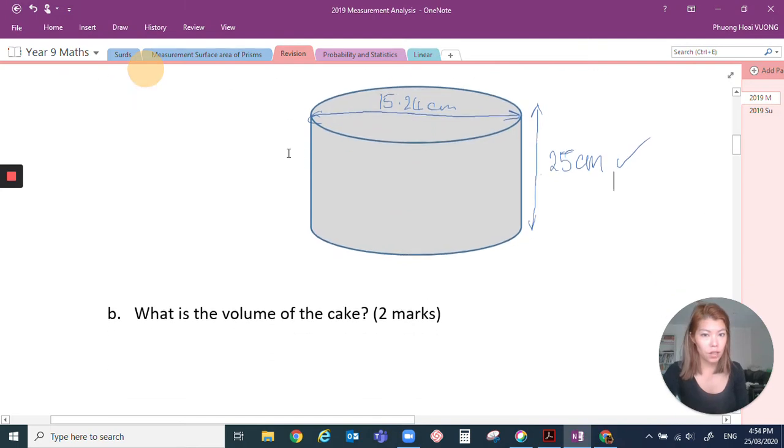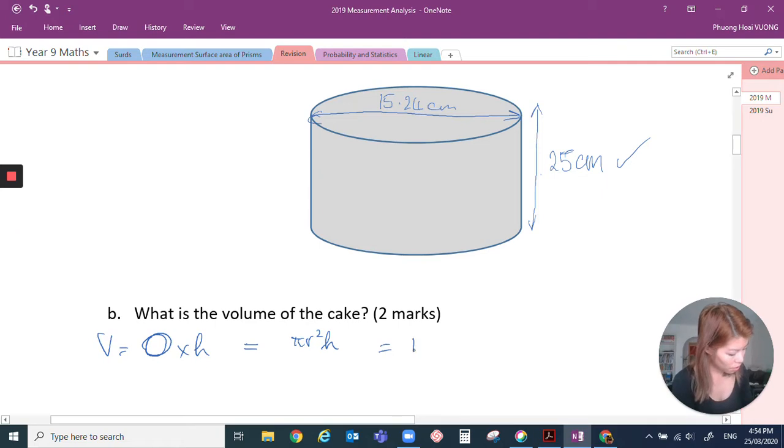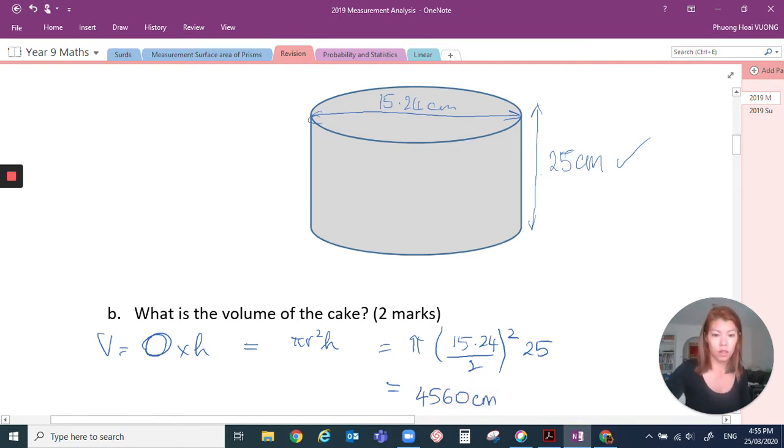What is the volume of the cake? So the volume of the cake is the area of the circle times the height, because that is the volume of a cylinder. So the area of the circular part is pi r squared, and then we have to multiply by h. So pi r squared, so we have pi, and our r in this case is 15.24 divided by 2. We're going to square that and multiply by 25. And our answer will be 4,560.37 centimeters cubed. So that's 1 mark and 1 mark for working out. Now remember, you have to take away half a mark if you don't put units and half a mark if it's not 2 decimal places.